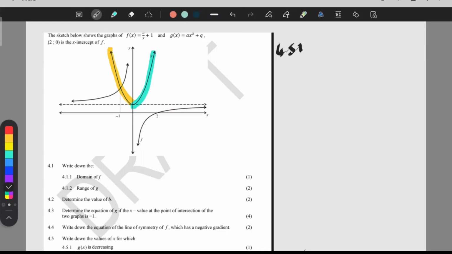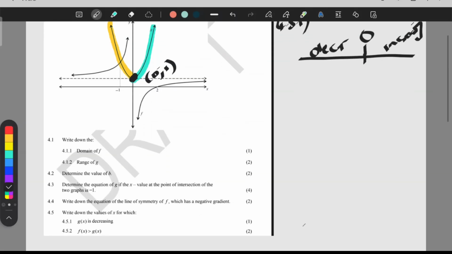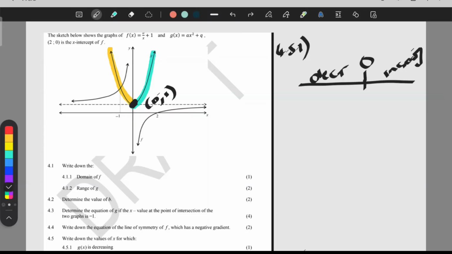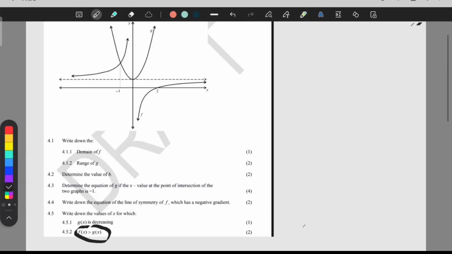So 4.5.1. What is the x value here at the turning point? Because that is when the direction changes. The x value there is 0 because that's the turning point. So if you have 0, we can ask ourselves, what happens before 0? It's decreasing. What happens after 0? It's increasing. So now the question is, for which values of x is this function decreasing? Increasing and decreasing is always an open dot. So it's this side of 0. So we write it's where x is less than 0. That's the answer there. Then the next question is, for which values of x is f of x greater than g of x?